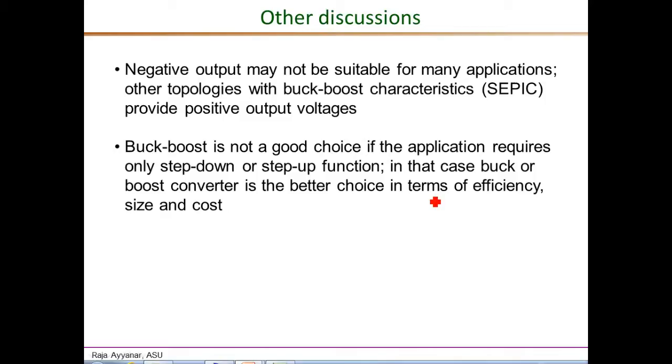The second one is, if the application requires only step down, then use a buck. If it requires only step up, use a boost. So only if you need both step up and step down under different operating conditions of the same converter, then we have to use the buck boost. If it is, for example, only a step down application, then the buck converter would be far more efficient than using the buck boost converter. Even though both of them can achieve step down, we would prefer the buck because of the advantages in terms of efficiency, the size of the filter, and the cost.